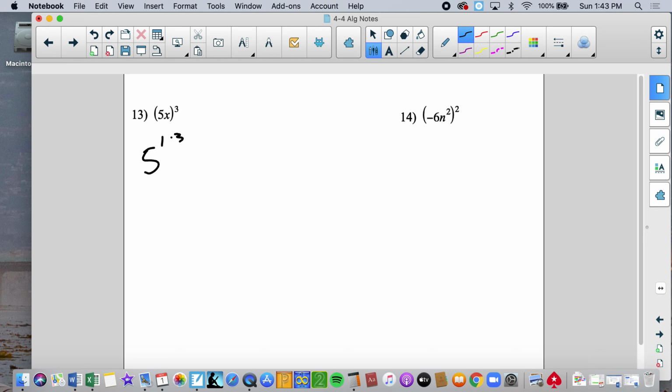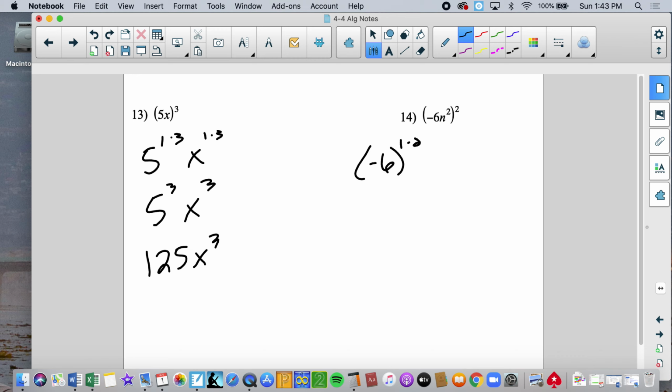5 to the 1 times 3, x to the 1 times 3. 5 to the 3rd, x to the 3rd. 5 to the 3rd at this point, I should remember, is 125. Negative 6 to the 1 times 2, n to the 2 times 2. Negative 6, quantity negative 6 squared, n to the 4th, which would give me 36 n to the 4th.